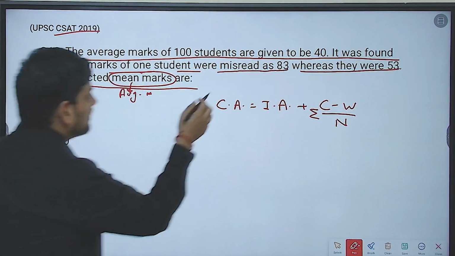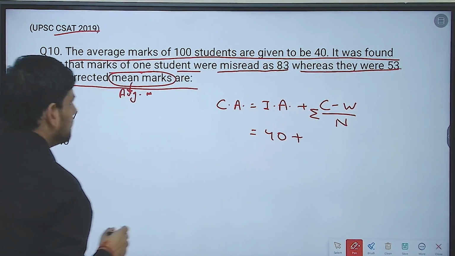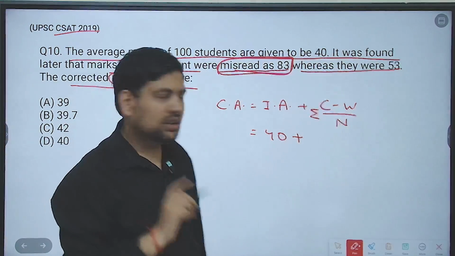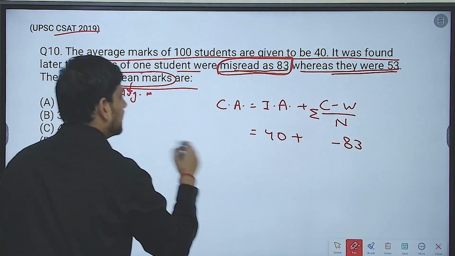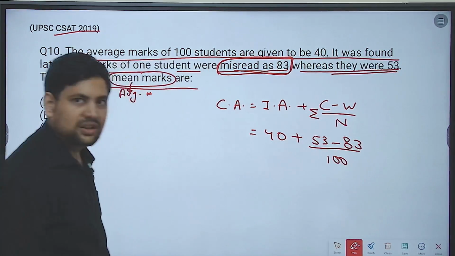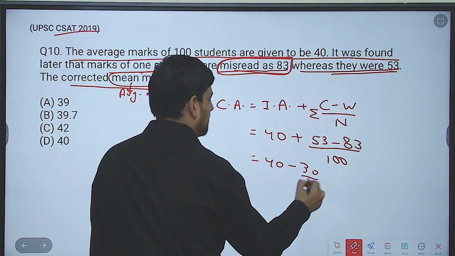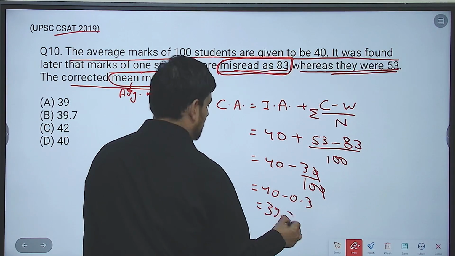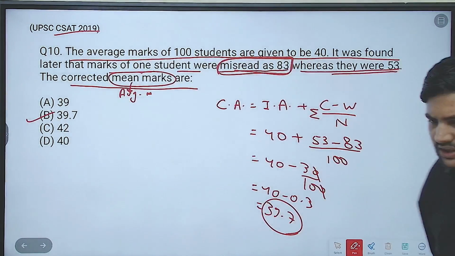The average marks of 100 students is given to be 40. So incorrect average is 40. It was found later that one student's marks was misread as 83. Misread as 83 means what? 83 is the wrong observation. So this becomes minus 83. Correct observation was what? They were 53. So this was actually 53. Divided by number of observations, which is total 100 students, so divided by 100. So this becomes 40 plus (minus 30) by 100. Zero cancels, so this becomes 40 minus 0.3, or 39.7. So the answer becomes 39.7. Just use this formula. It makes it much more simple.